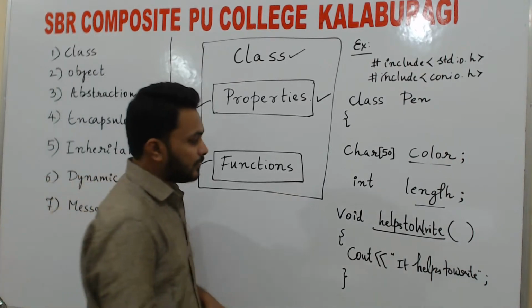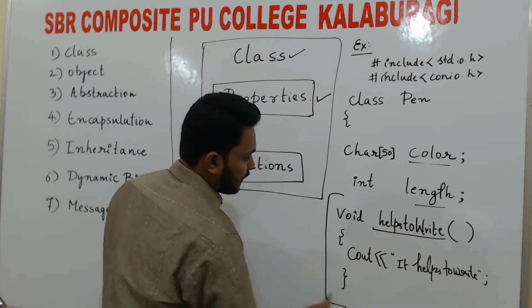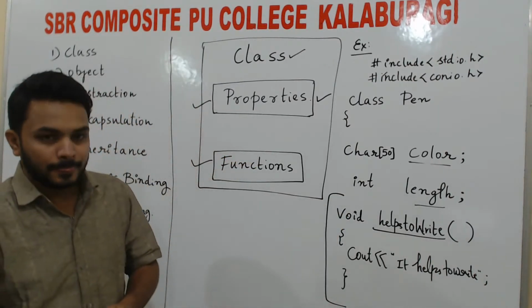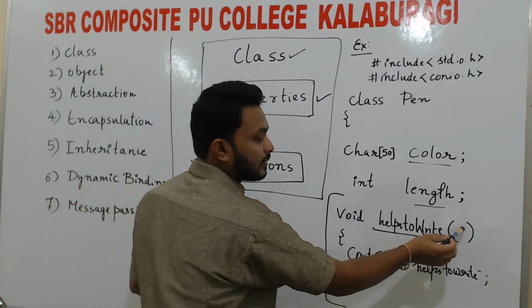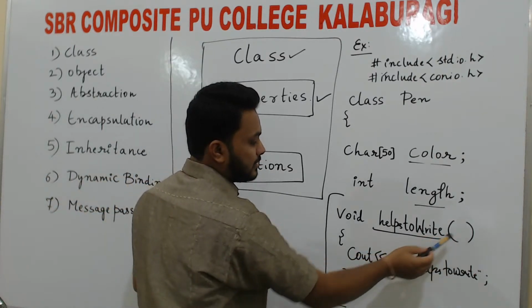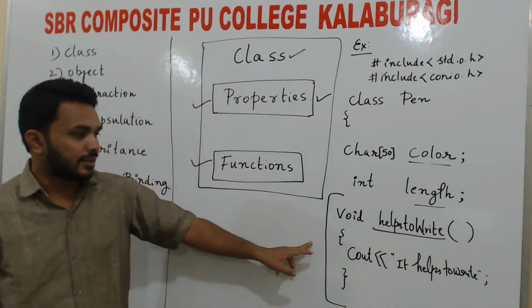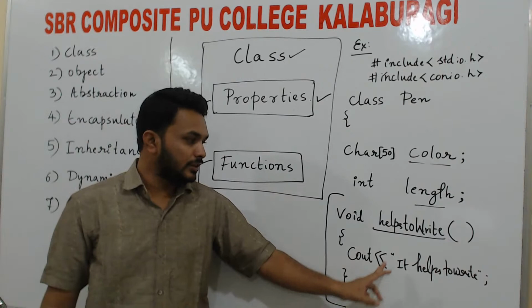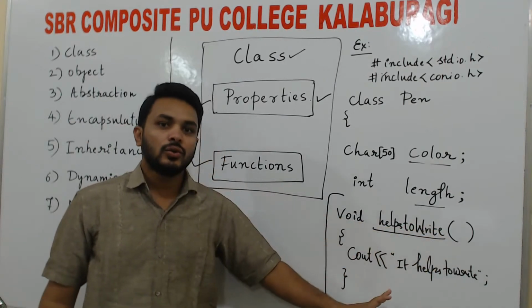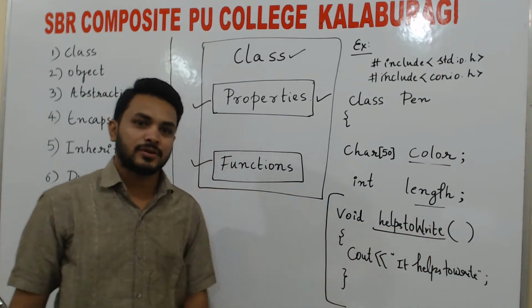What is this type? What is this type of function? It has no arguments here, right? It has no arguments and it has no return type here. The type of a function here is the function with no arguments and no return type. Okay, these are the types of a function.